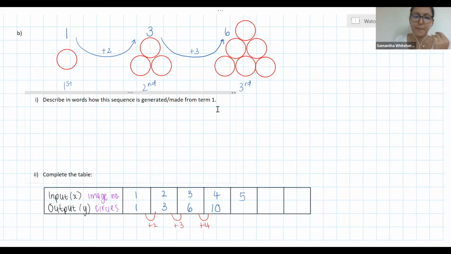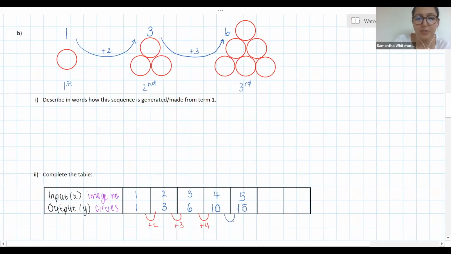Nompumelelo, give us this one. Ma'am, I think I got this. Image 5 is going to be 15, and image 6 is going to be 21, if I'm not mistaken. Okay, so let's do image 5 first. Image 5, exactly as you said, would be 15 circles, and that was because we added 5. I would completely agree with you. Image 6 would now be 21 circles. Good, well done.